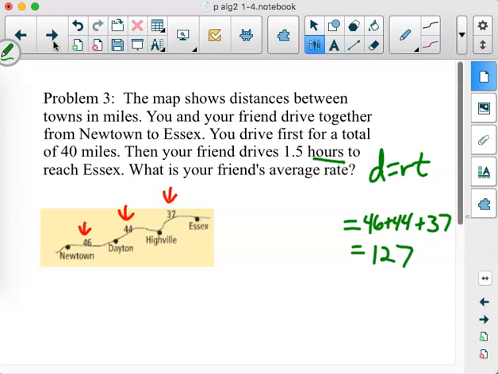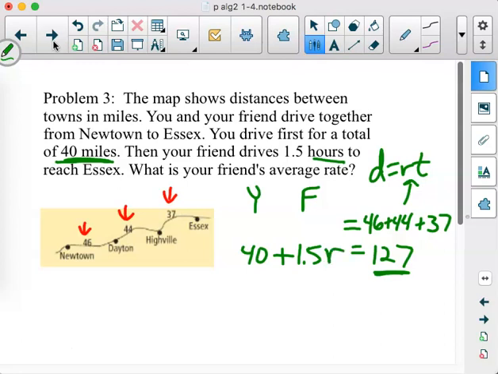Now, to get that total, you are doing some driving, and your friend is doing some driving. So this equation is about distance. We want to know, how are we going to get the 127 miles? The good news is, you know that you drove 40 miles. But for your friend, we don't know the distance. That's what we're trying to find. So we're going to use the fact that distance equals rate times time, because we know the time is 1.5 hours. What we don't know is the rate.